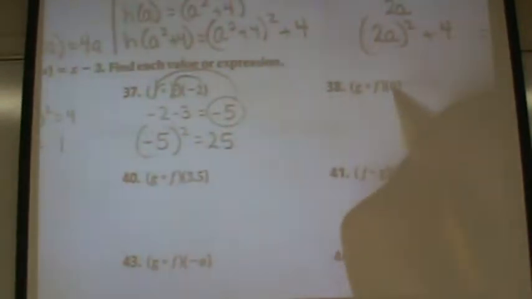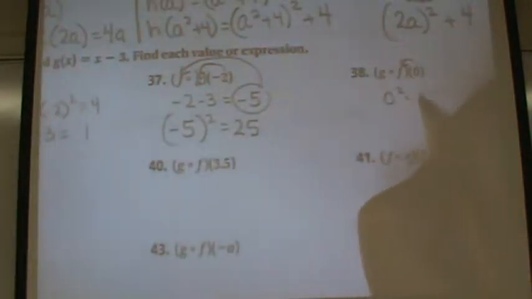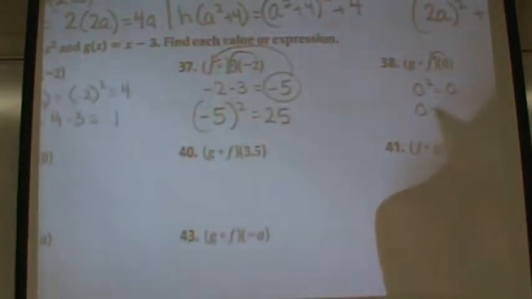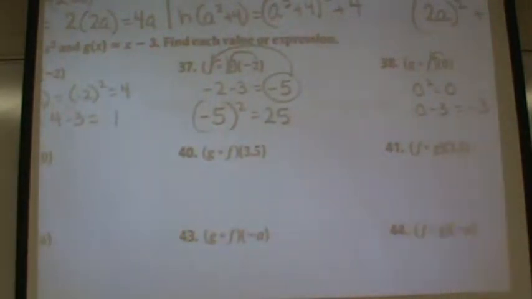Number 38, f of 0. You're going to plug 0 into the f function. So 0 squared is 0. And then you're going to plug 0 into the g function. 0 minus 3 is -3.